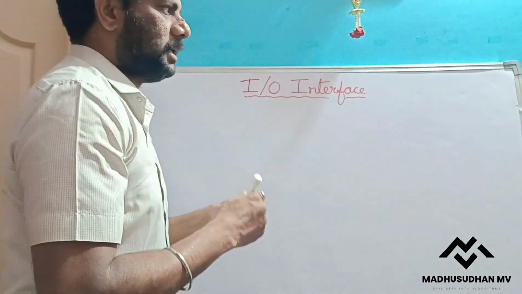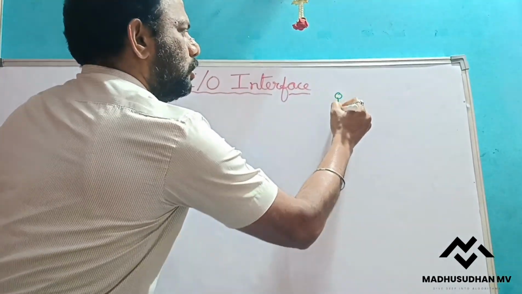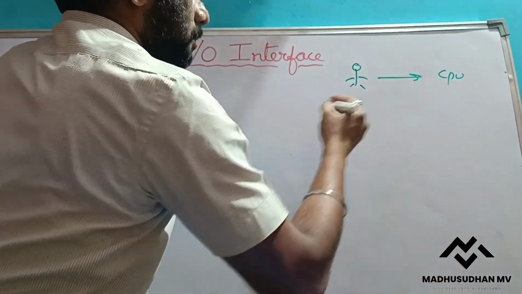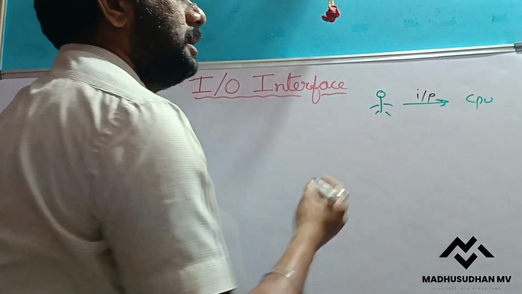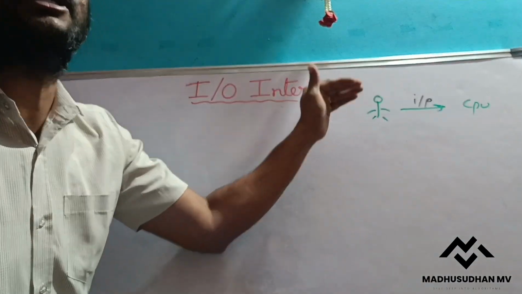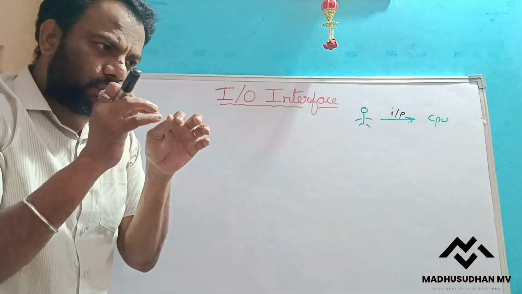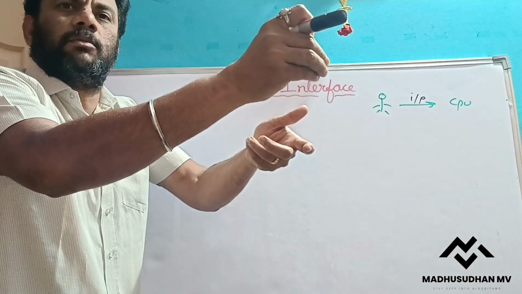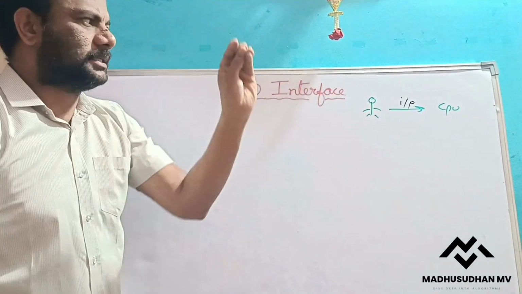That means we have some device, and through the device the user is giving data to the processor. By using what? Something called input devices. Input devices are used to give the data. For example, keyboard: through the keyboard we are typing. That means we are giving input to the processor through the keyboard. That's what input devices are.